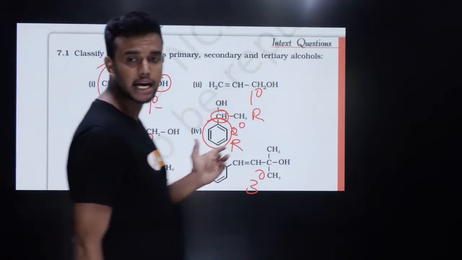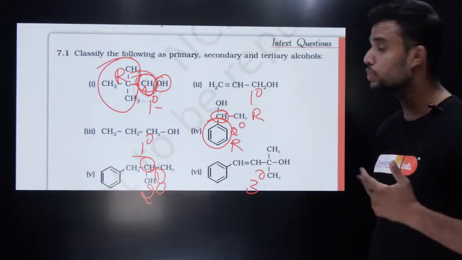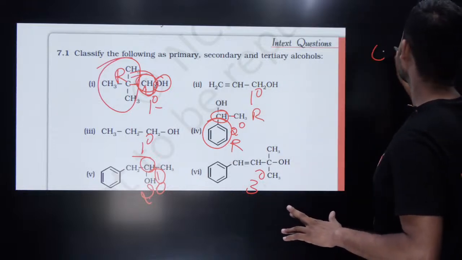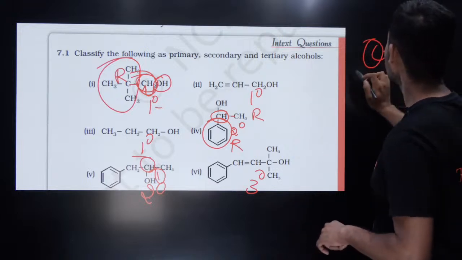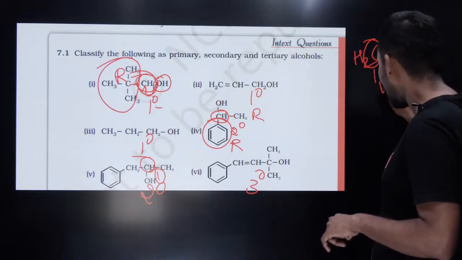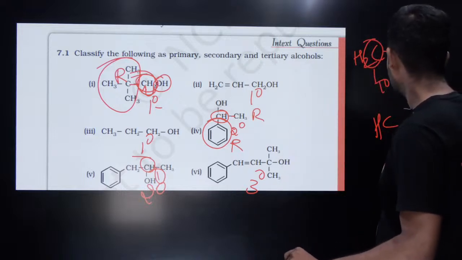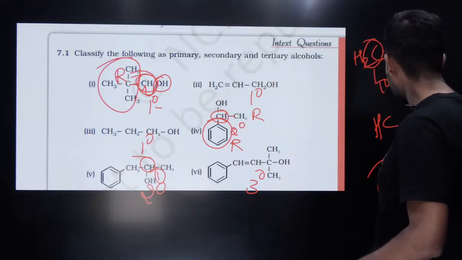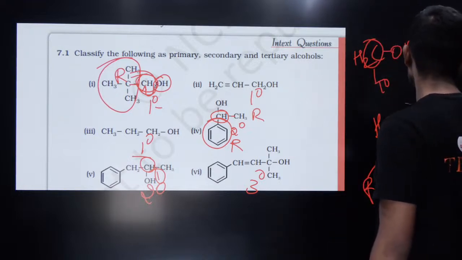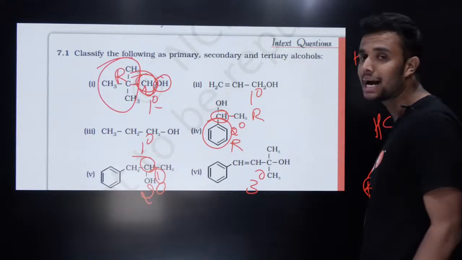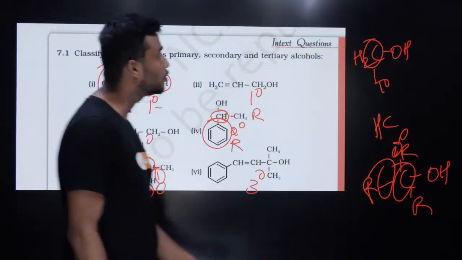Any doubt regarding these questions, these in-text questions? Very simple, students. We only focus on the carbon atom which is attached to the OH group. If this carbon atom has 2 hydrogens, then it is called primary. I give a trick here. If it has 1 hydrogen, then it is secondary. If there is no hydrogen and it is attached to 3 different or 3 same R groups, then this alcohol is called tertiary alcohol. Okay, my dear students, I hope it's clear. Then let's move to the next one.